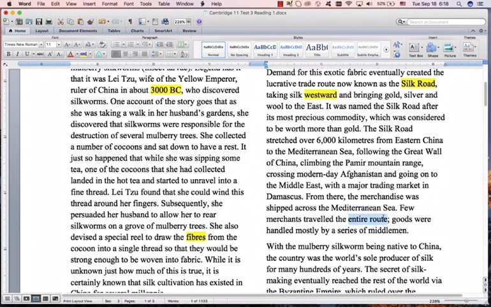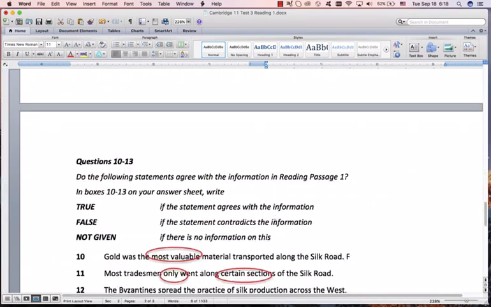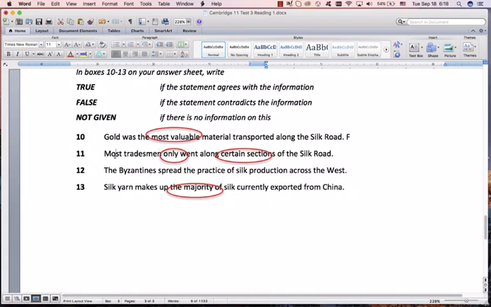And certain sections, the whole route. We're talking about the route when we talk about the sections. It's the sections of the route. So, few means not many tradesmen went the whole route. Few went the whole route. Actually, I should have put a circle here as well. I didn't even see that. Most went on certain sections. I'm actually going to put that there. Sorry, that should have been there. Most went along certain sections. So, not many of them went along the whole thing.